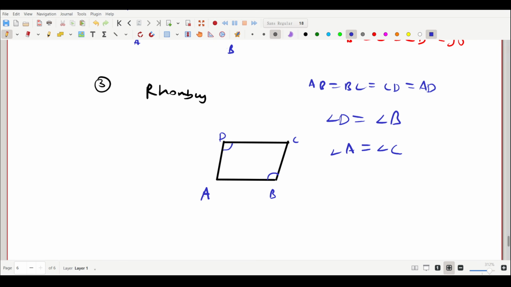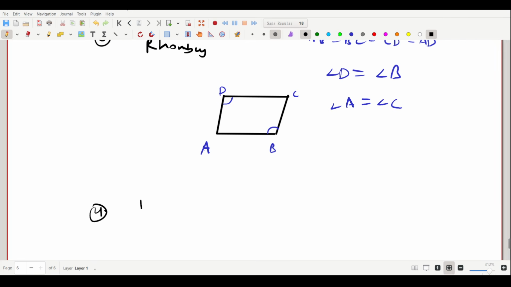And there is no comment about being 90. They can be 90 also. That means all the squares are rhombus also. All the squares are rhombus, but not all the rhombuses are a square. It's a deep thing. If you think about it, not all the rhombus are square.